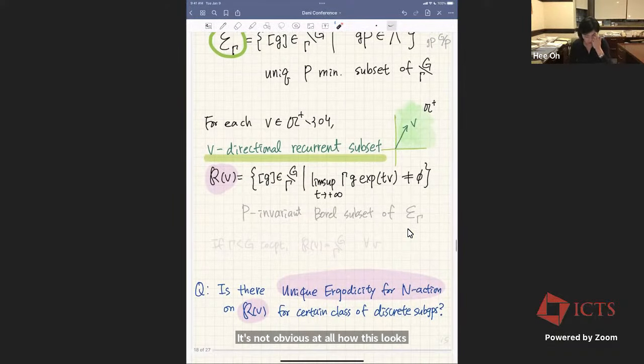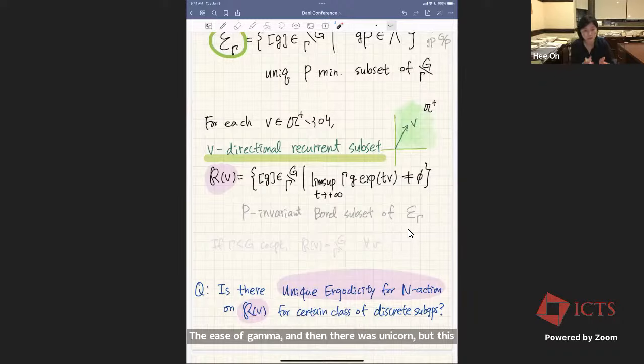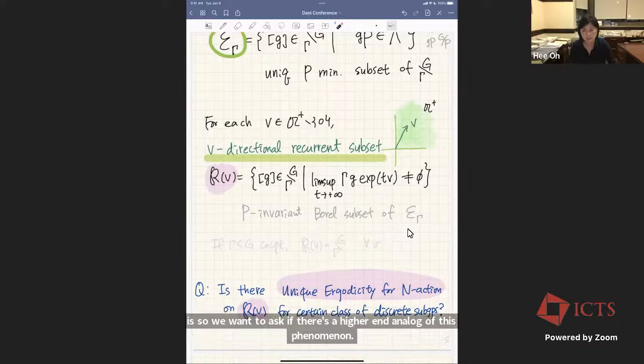However, analogous to the convex cocompact case in rank 1, we could ask: if you just look at this recurrent set, which is a P-invariant Borel subset, is there a unique ergodicity for the action of the maximal horospherical subgroup for a certain class of discrete subgroups? For convex cocompact groups in the rank 1 case, we know that this R_v was exactly equal to E sub gamma, and then there was a unique ergodicity. So we want to ask if there's a higher rank analog of this phenomenon if you look at the v-directional recurrent set.